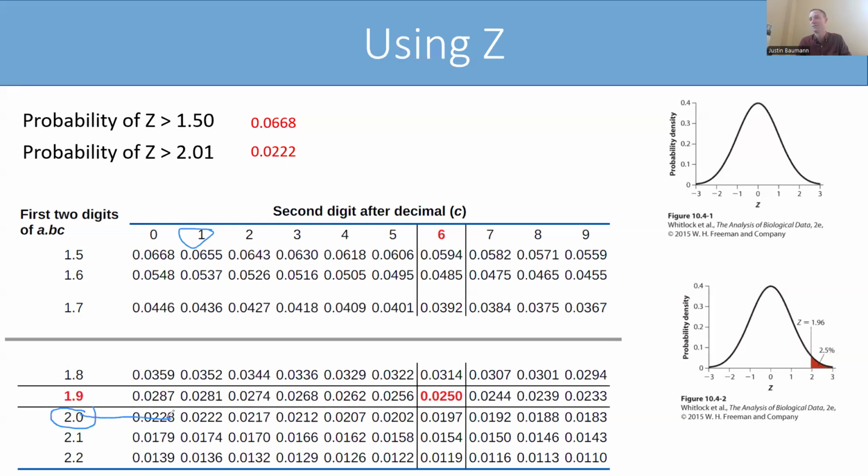Hopefully you caught that. 2.01, 0.0222. So that's pretty cool. There's our probability. It's really easy to use these tables. What's really, really important here is the following relationship.